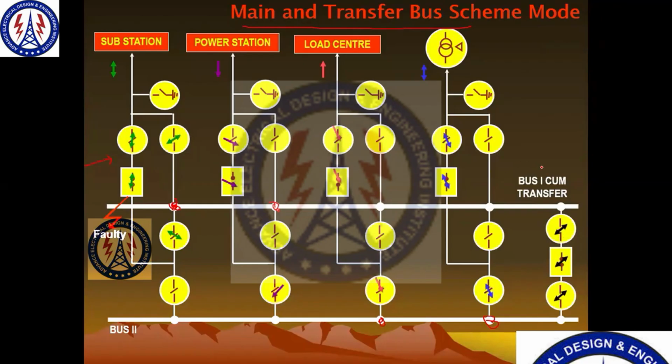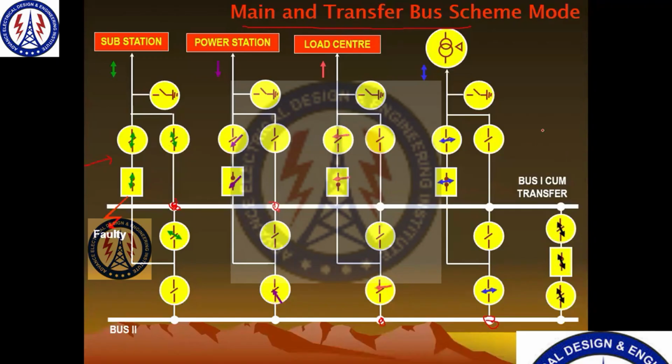Sir, in this case, do we not leave the system unprotected? We are bypassing the CB with the help of an isolator, but the isolator is not protecting the substation, power station or load center. So if any fault occurs at this moment, then the entire substation will collapse, right?